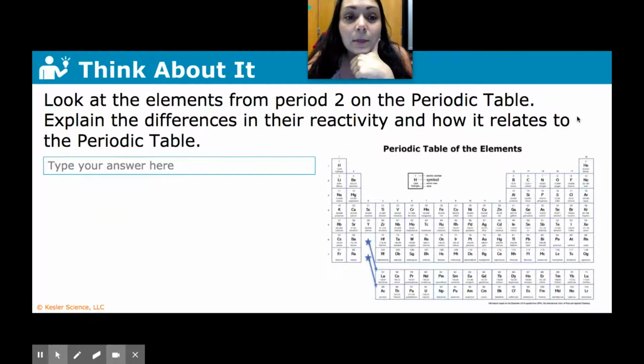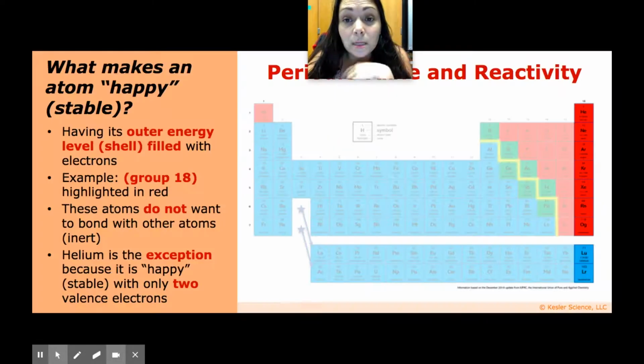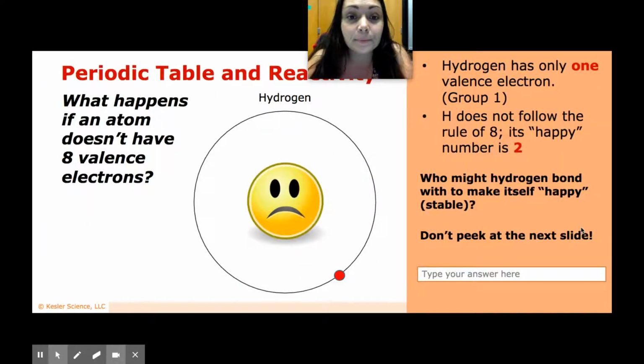So look at the elements for period 2 and then answer the question based off of what I just talked about. So what makes an atom happy or stable? Y'all, we talked about this. If you're full, you've got 8, a full shell. Helium's the only exception that's happy at 2, because remember the first shell is full at 2. All these other dudes and ladies are full at 8.